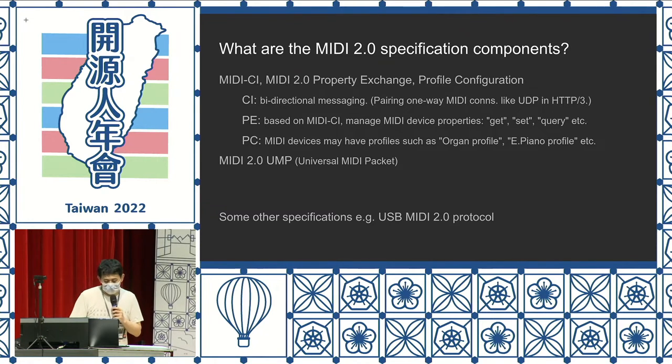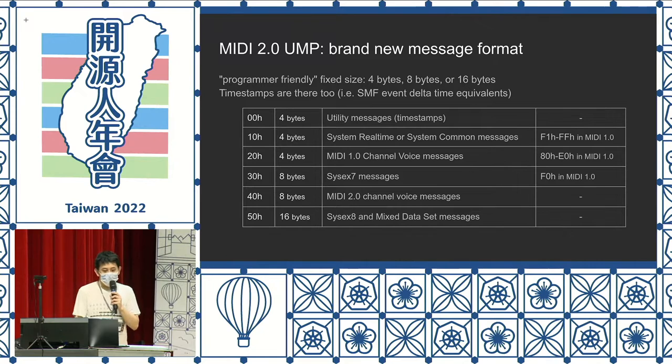So the most important part would be the MIDI 2 UMP, Universal MIDI Packet specification, which contains a lot of new features. And there are a couple of other specification documents, such as the USB MIDI 2 protocols thing, but it's not part of this specification archive, because it's rather part of the USB specification. So I would skip that for today. So MIDI 2 UMP is the key thing.